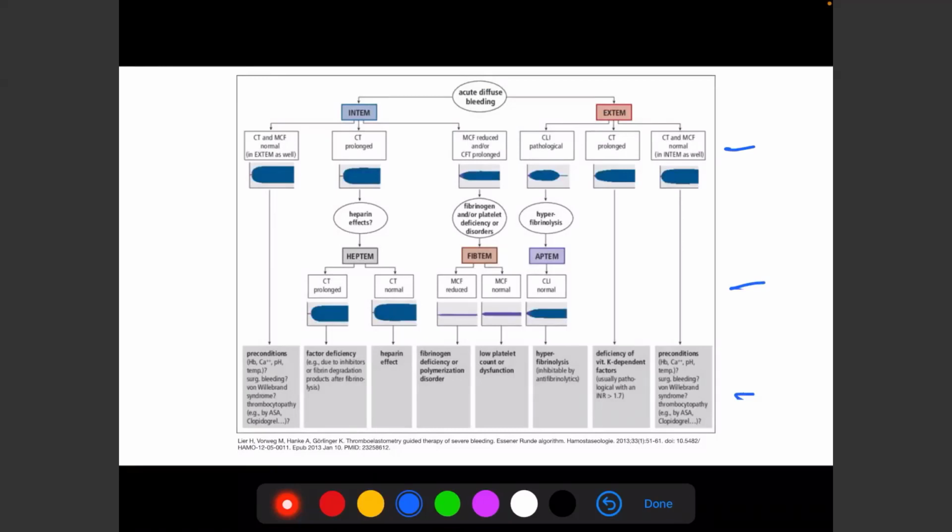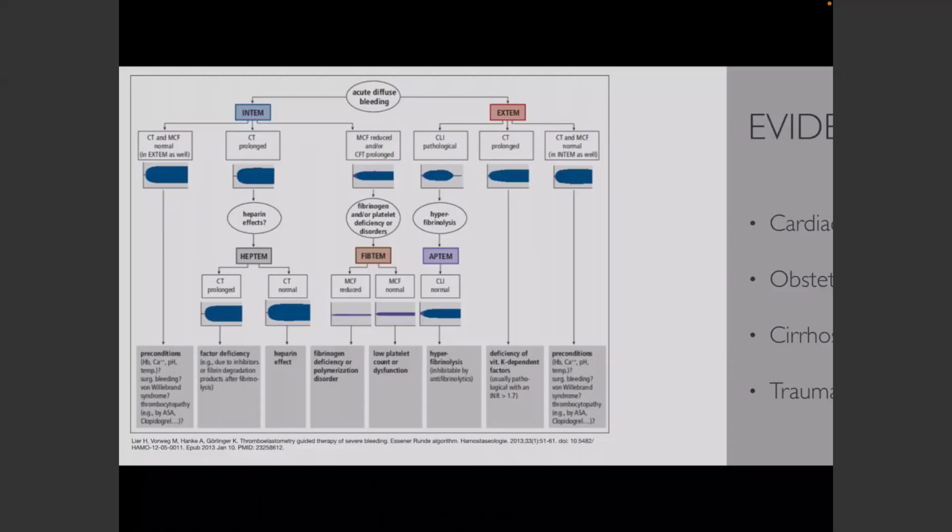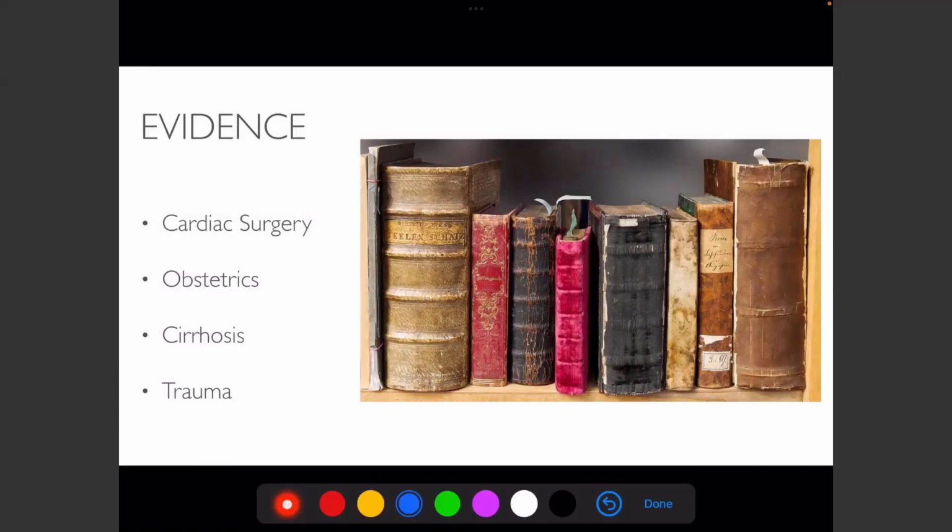So I just wanted to include this as a reference, and I think it's a pretty well done algorithm. So let's talk about the evidence. Most of the evidence is in these 4 topics. There are over 650 trials or papers or publications on ROTEM and its use.